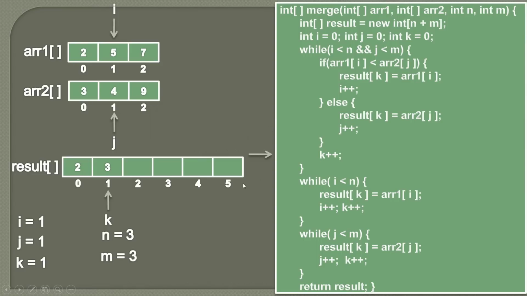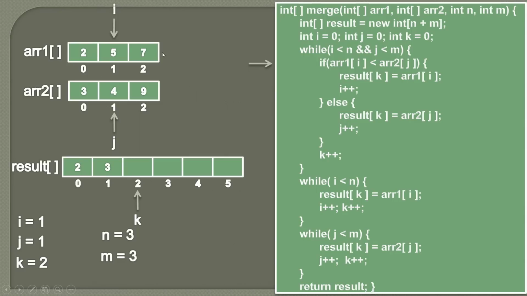We'll increment k by 1 because we have filled its position. So for the new value, we'll simply go to the next index. So k becomes 2. 1 is less than 3 and 1 is less than 3. So both conditions come out to be true.